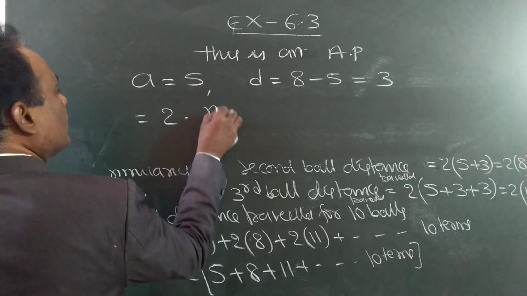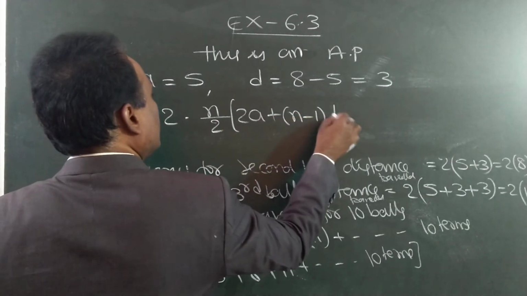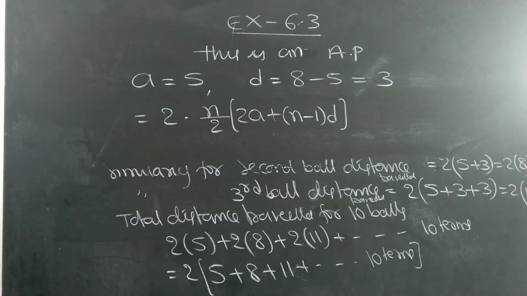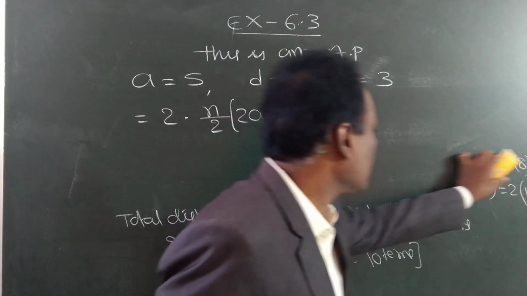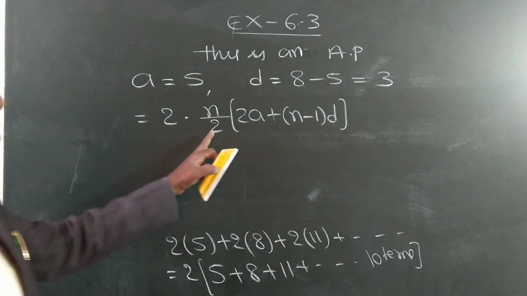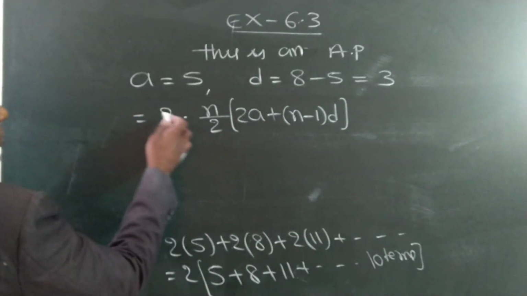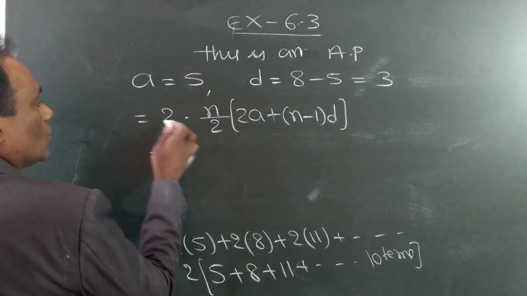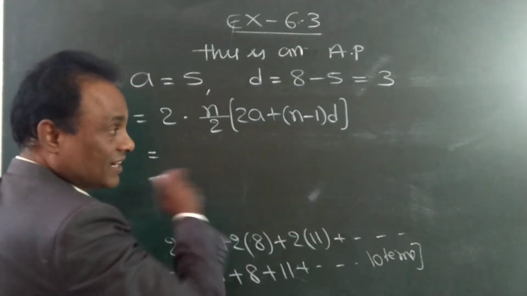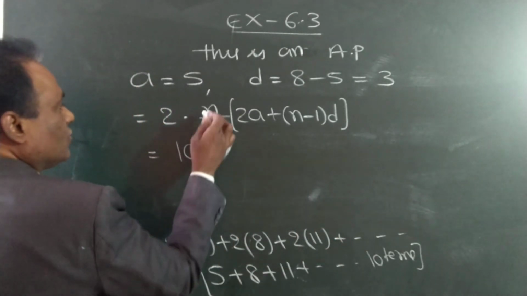So what is the formula for sum to n terms? n by 2, 2a plus n minus 1 into d. Sum to n terms formula in arithmetic progression. 2 cancel, students. n is how much? 10. n is 10 terms we are adding. 10 balls we have to pick. So 10 times, 2 cancel. n is 10.